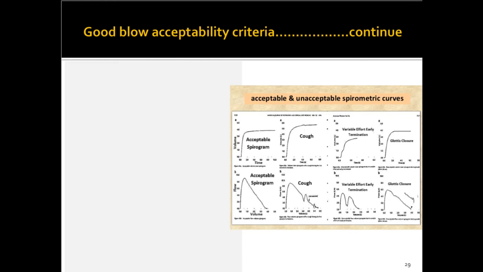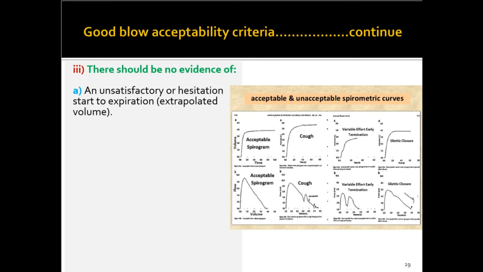Good blow acceptability criteria continued. 3. There should be no evidence of: A. An unsatisfactory or hesitant start to expiration, extrapolated volume. B.